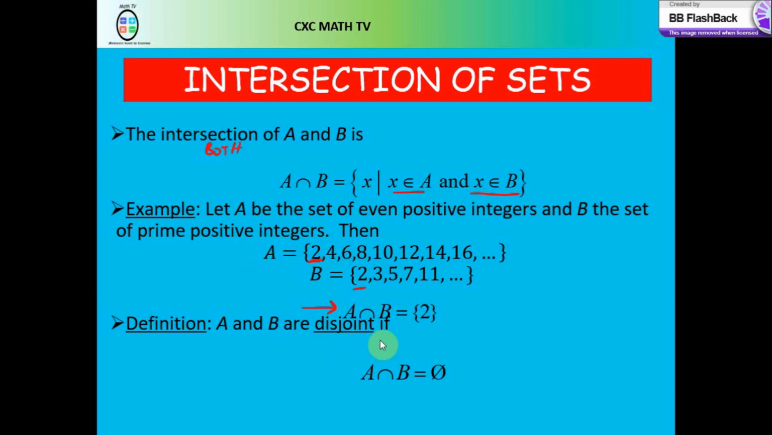Now, A and B are going to be disjoint sets or null sets if what? If A intersect B is equal, well, my apologies. A and B are disjoint sets if A intersect B is equal to a null set. Alright?